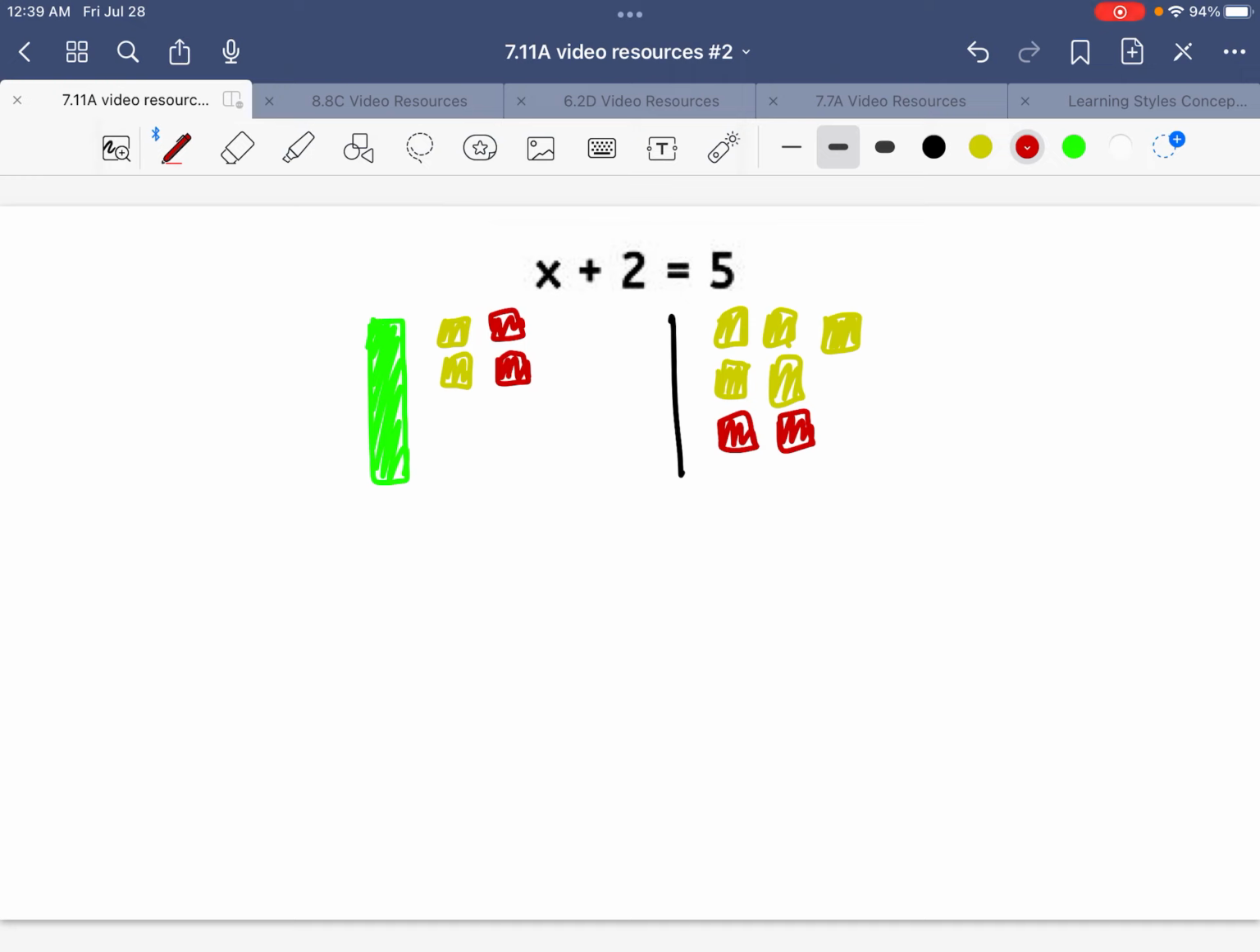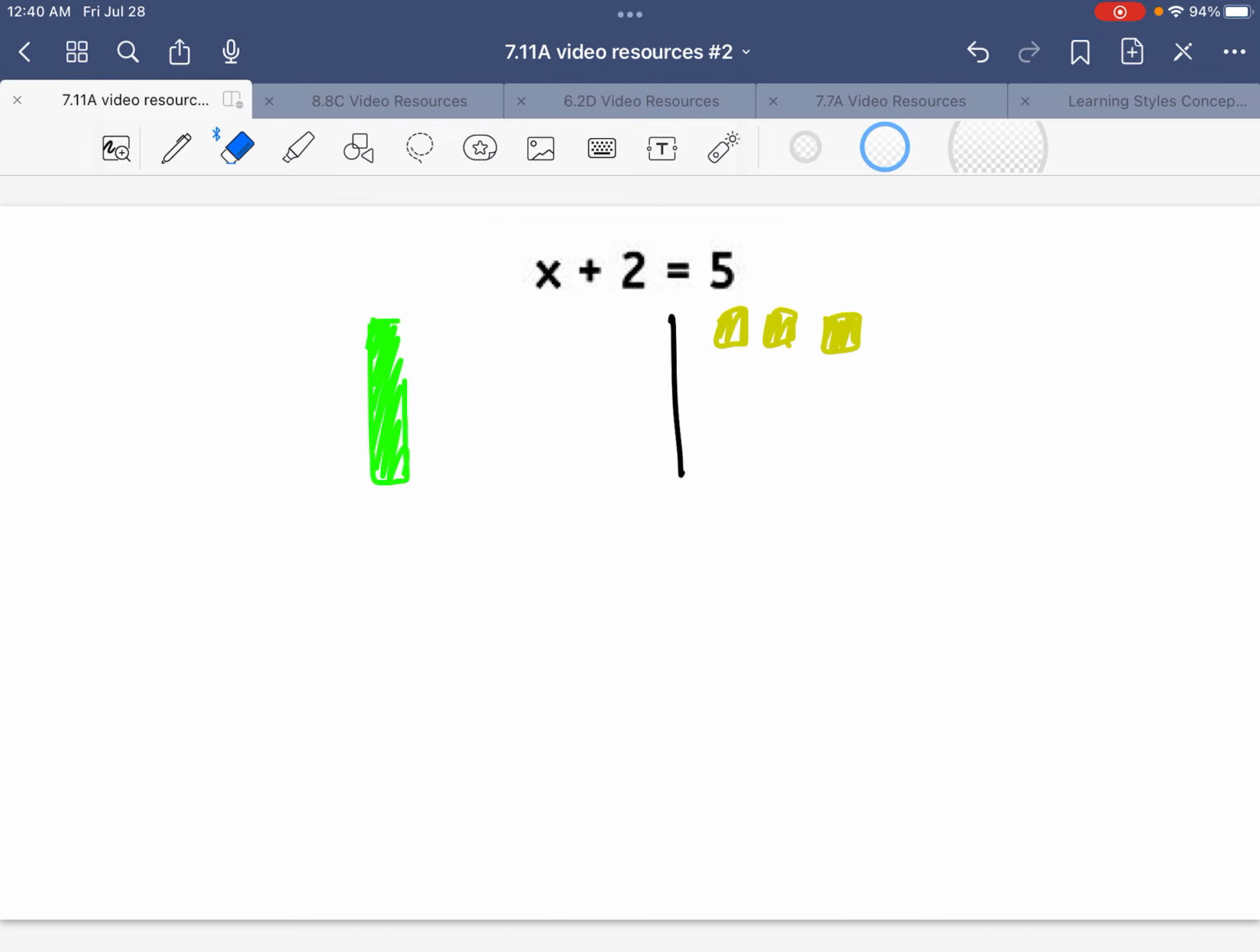And now I notice that my positive yellow and my red create a 0 pair. So positive 1 and negative 1 makes that 0 pair. So I have 2 0 pairs I can cancel on the left, and I have 2 0 pairs I can cancel on the right. So when I take those away, all that I'm left with is that positive x is equal to a positive 3. So I know that x is equal to 3.